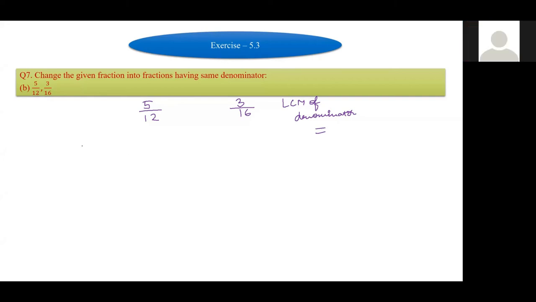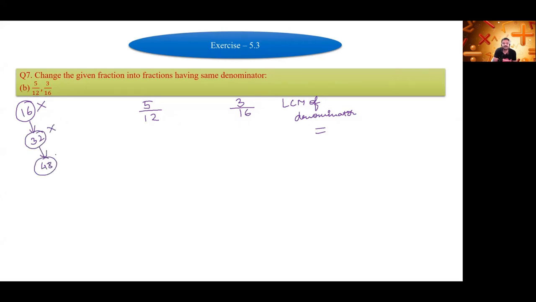Yes. Beta, that method requires time. The method which I told you, na, see, isme ye dono mein bada kaun sa hai, 12 aur 16 mein? Bada 16 hai. To 16 ko kya hum log 12 se divide kar sakte hai? Nahi kar sakte. To uska double kar do, 32. 32 ko kya hum log 12 se divide kar sakte hai? Nahi kar sakte. Uska 3 guna kar do, 48. 48 se hum 12 ko bhi aur 16 ko bhi kar sakte. So that's why the LCM is 48.